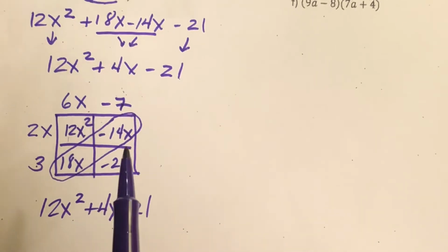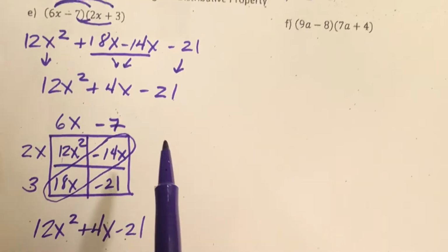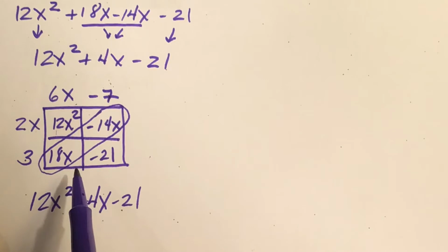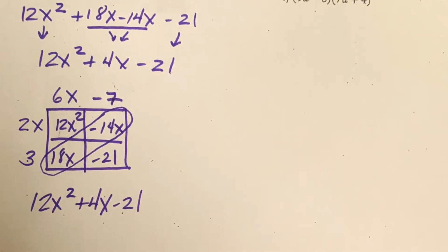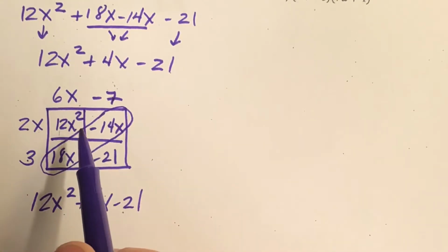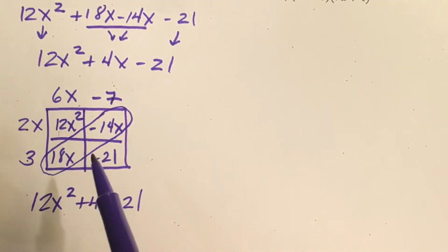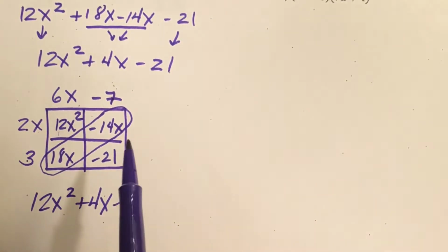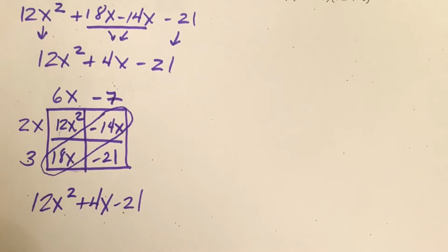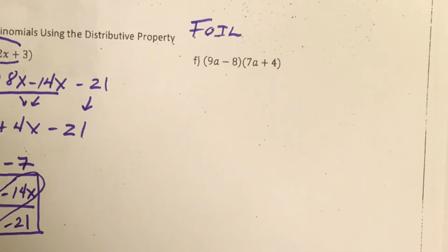So you can either just use the extended distributive like we did up here, or you can use the box method to multiply. Now you can multiply binomials times binomials, binomials times trinomials. Any polynomials you can multiply together by using the same box method. All right, let's look at F.